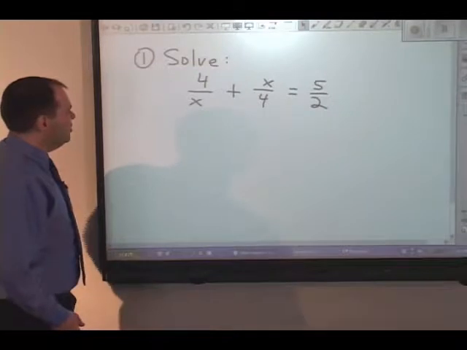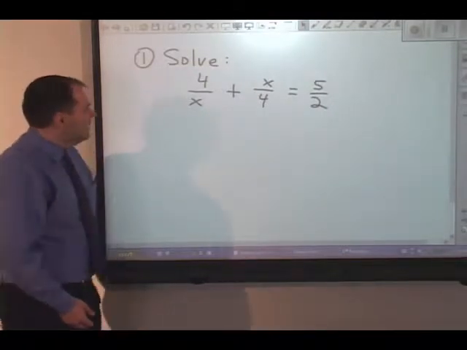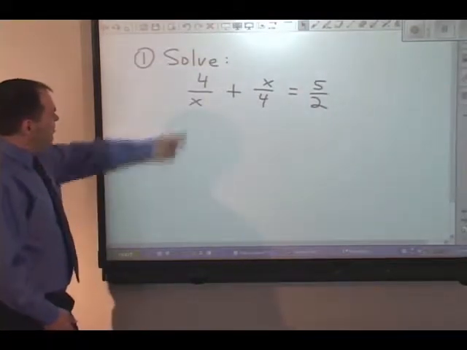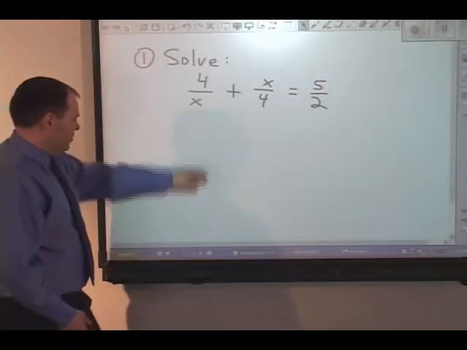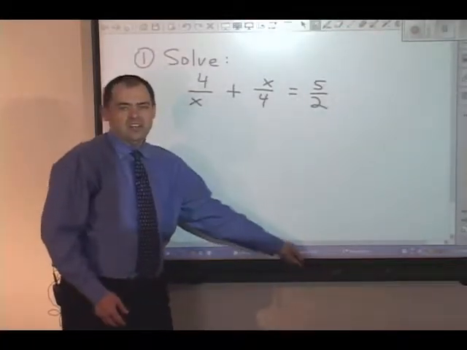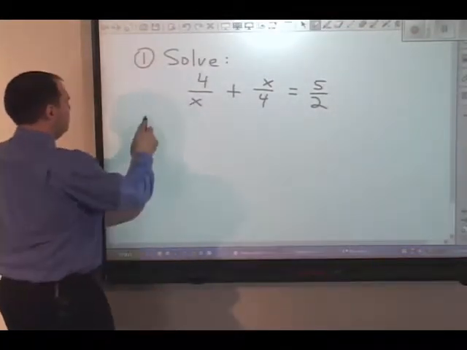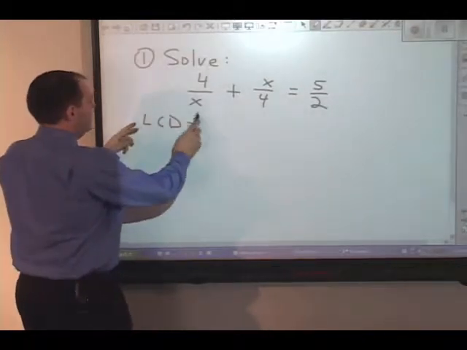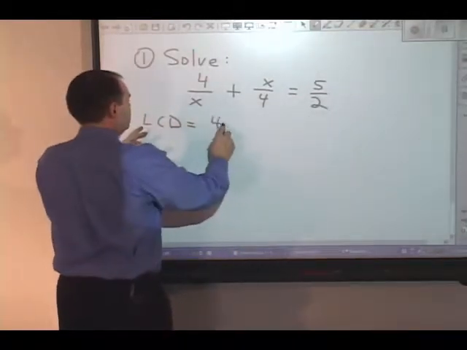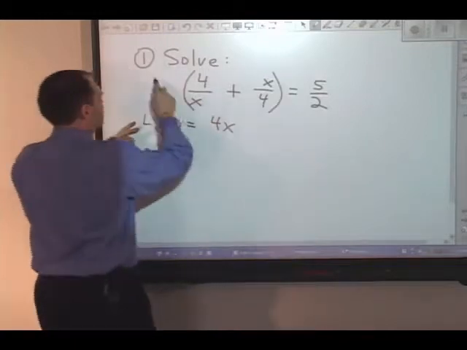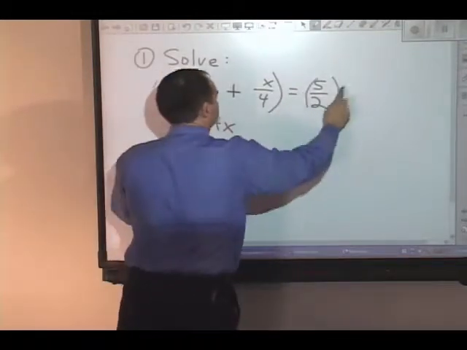All right, so let's just jump right in and start with an example. A rational equation, we have a variable in the denominator. We're going to start by multiplying both sides of the equation by the LCD. And the lowest common denominator is 4x. So we'll multiply both sides by 4x.